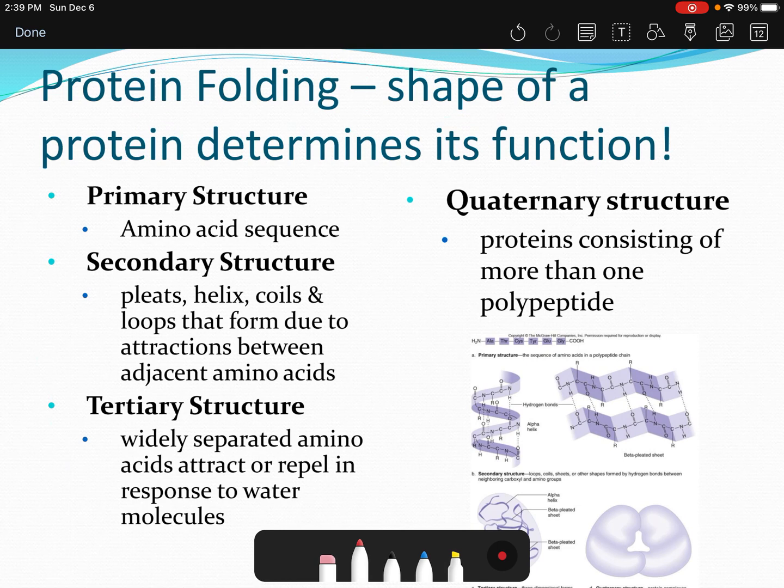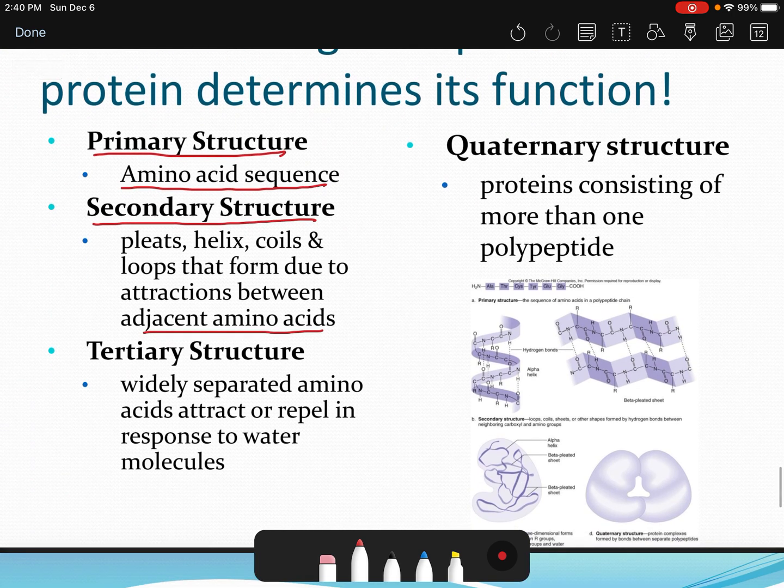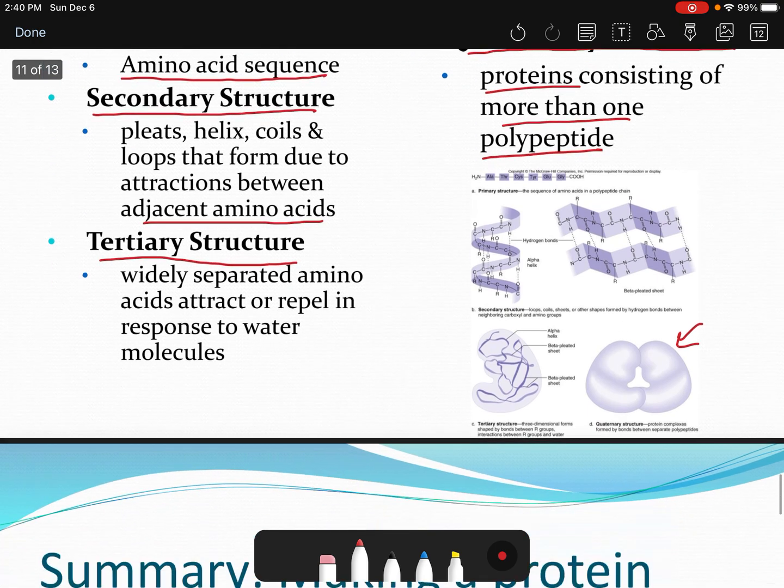And there's different structures that the proteins can have. If we're just talking about the original amino acid sequence, we call that the primary structure. If it starts to form pleats or helixes or coils because of the interactions between the adjacent amino acids, we call that the secondary structure. And then as it gets further apart, some of these different amino acids will respond to water molecules and start repelling and whatever, and they're folding even more. That's called the tertiary structure. And then not all proteins get to this point, but if a protein consists of more than one polypeptide, then it will have, like this one has 2 polypeptides there, that will form what's called the quaternary structure.